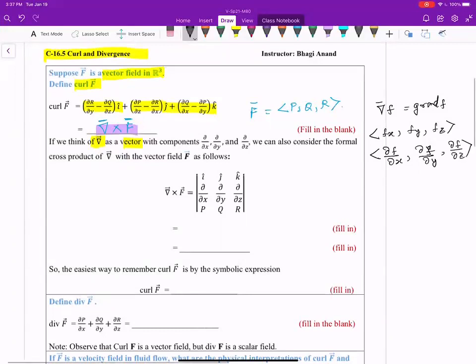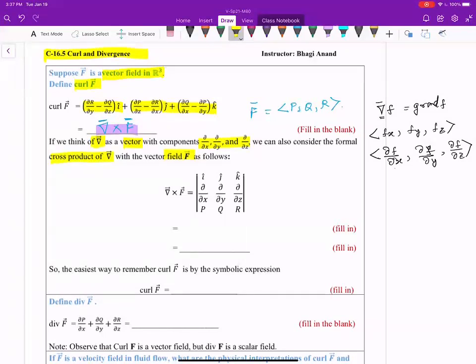So you can consider del as an operator, as a vector with components dou by dou x, dou by dou y, dou by dou z. So del is a vector with components dou by dou x, dou by dou y, dou by dou z. We can also consider the formal cross product of del with the vector field F as follows.